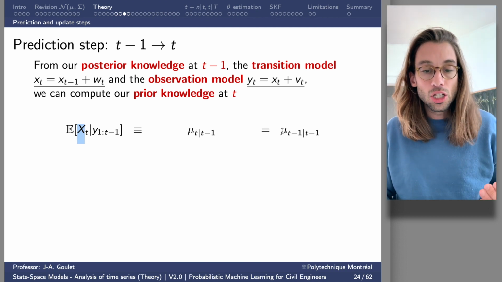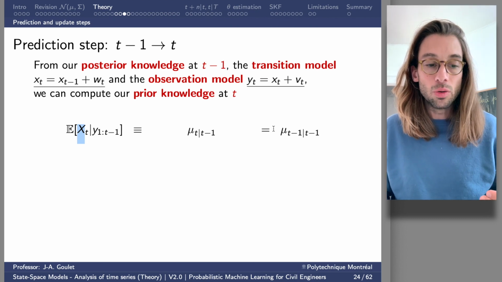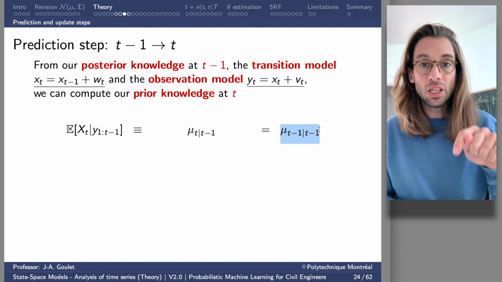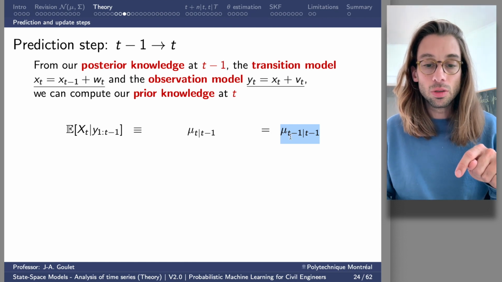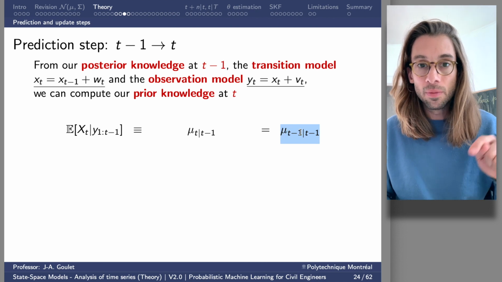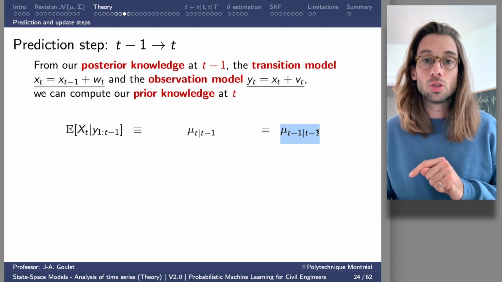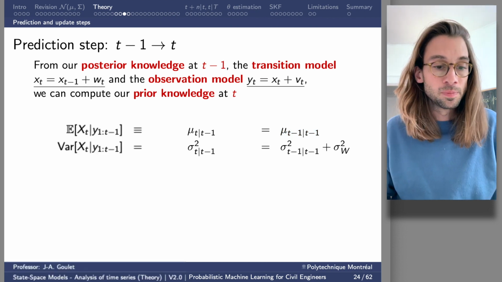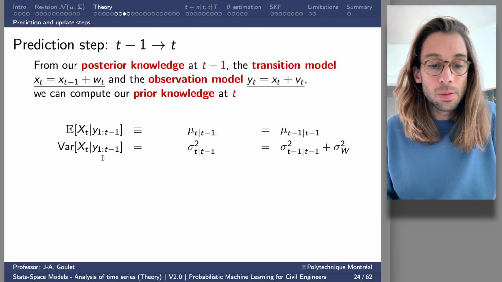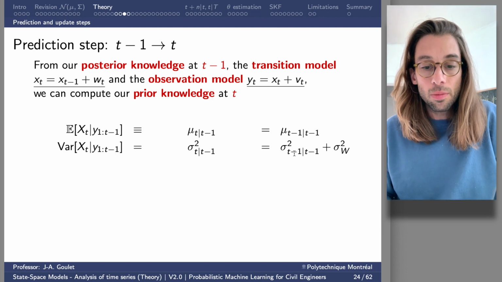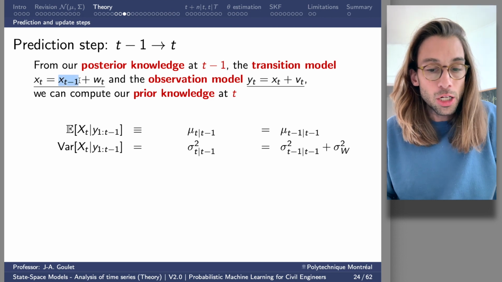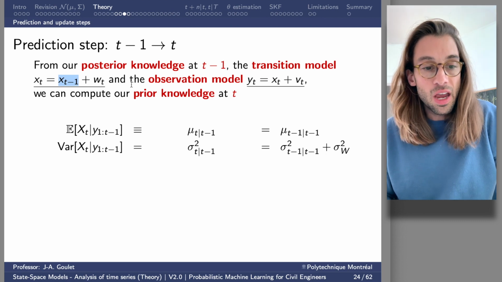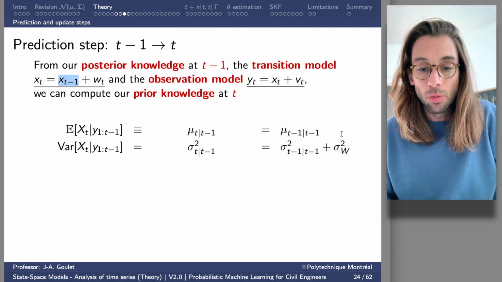And here it is going to be simply the sum of my expected value at time t minus 1. So this is the posterior expected value at time t minus 1, the expected value of xt minus 1 given y1 up to t minus 1, plus the expected value of wt, which is again 0. So this is only this quantity. The same thing for the variance. So this is the long form, this is the short form. This is going to be the sum of the variance of my prior knowledge, sigma squared t minus 1 given t minus 1, plus the variance of my transition process, sigma w squared.